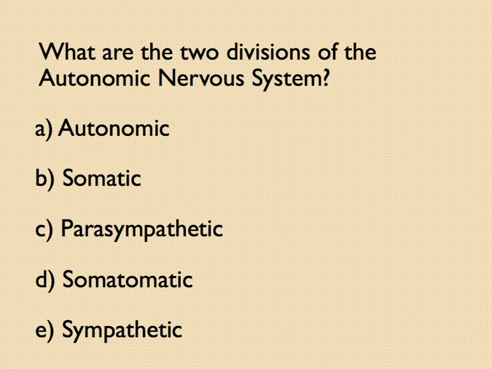So, question, what are the two divisions of the autonomic nervous system? C and E.